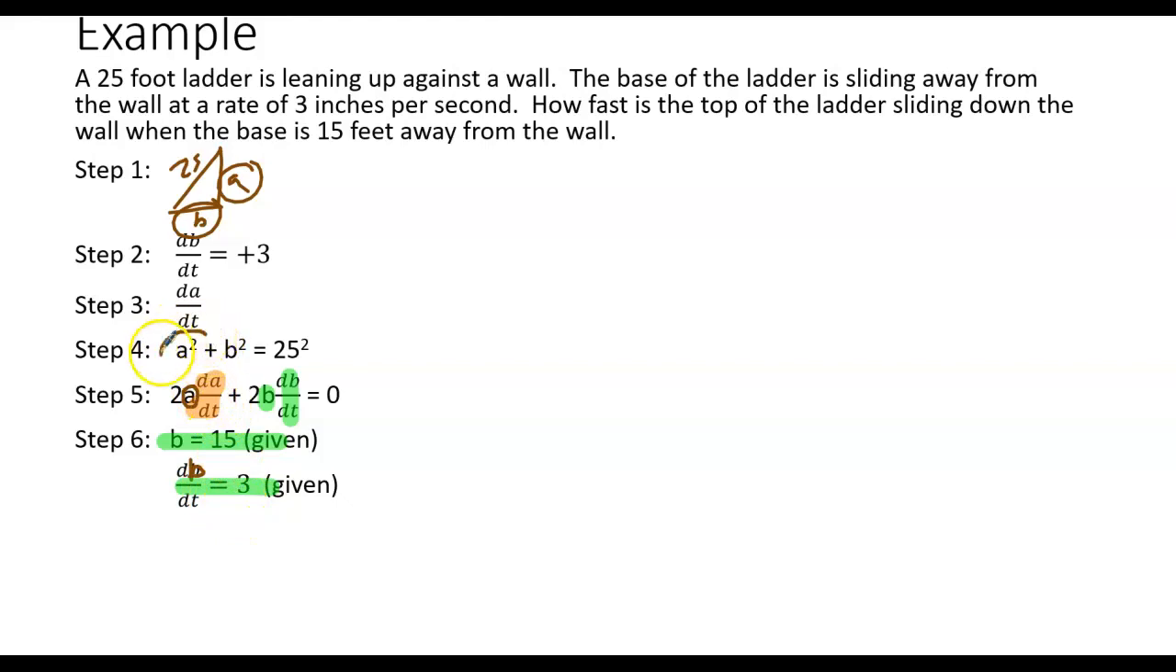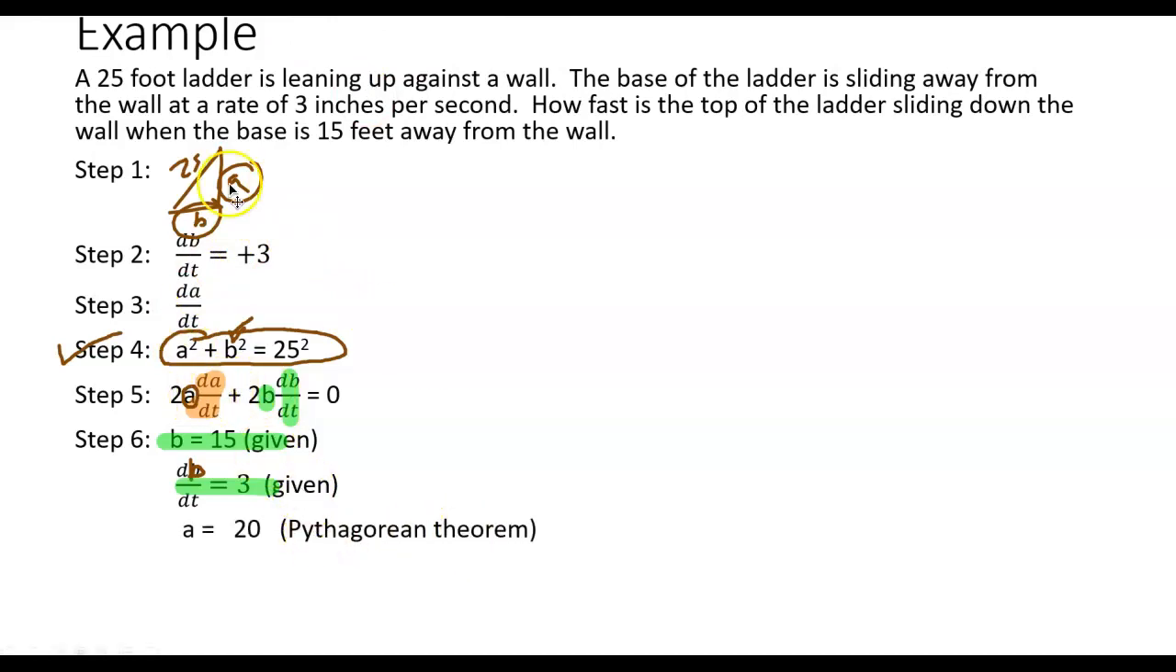And the good news is we can just use the Pythagorean theorem. So a lot of times if you're missing something, just go back to your equation from step 4 and plug in whatever you can there to find the missing piece. So in this case, you can plug in b equals 15 here, and you can solve for a. In that case, we find out that a is 20.